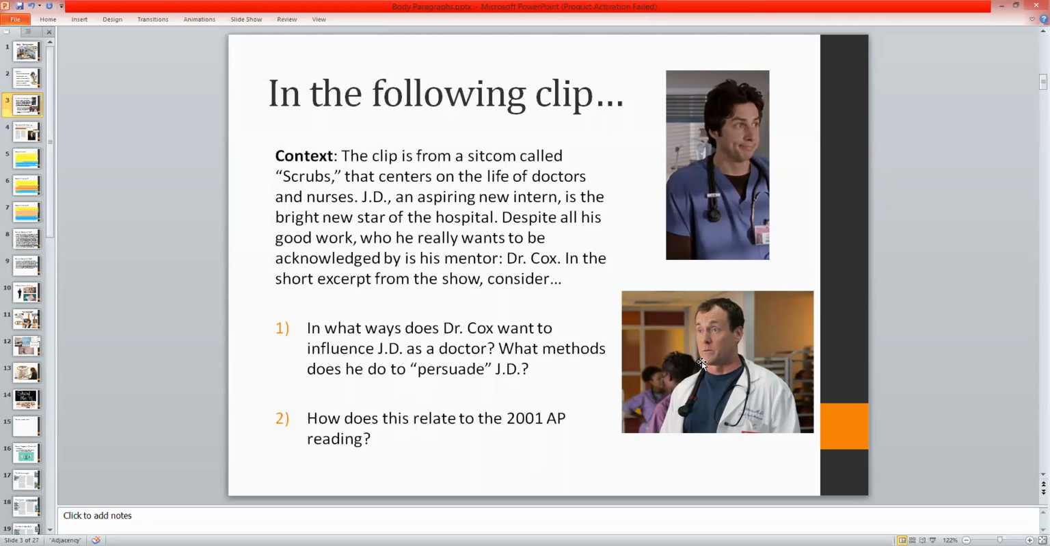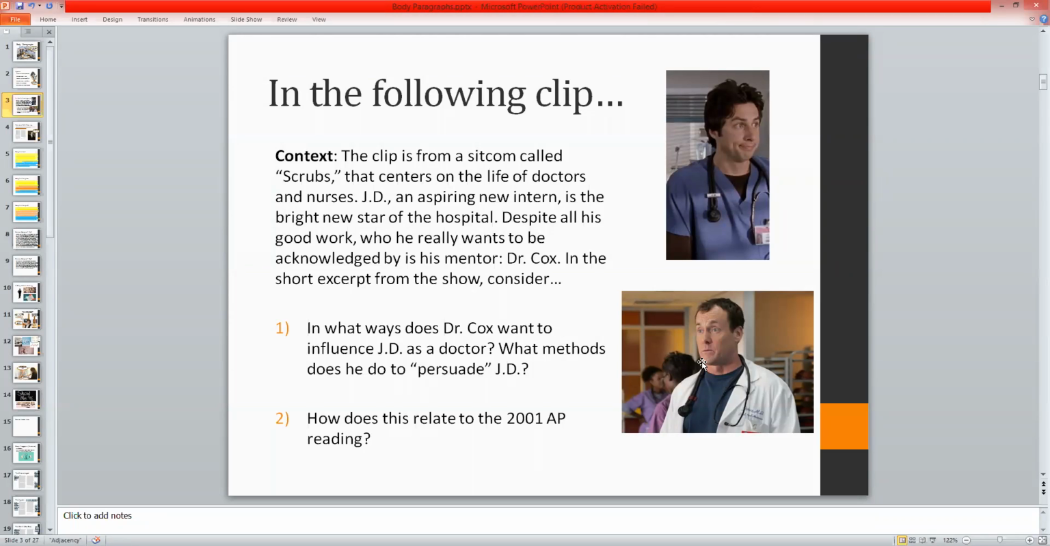So as you're watching this 2-minute clip or so, and the text is in the document as well, I'm going to have you consider 2 questions. Number 1, in what ways does Dr. Cox want to influence JD as a doctor? What methods does he use to persuade him? And it's more the implicit side, you'll see that in a second here, but in general, if there is a mindset or a philosophy he wants to impose onto JD, how is he doing that?